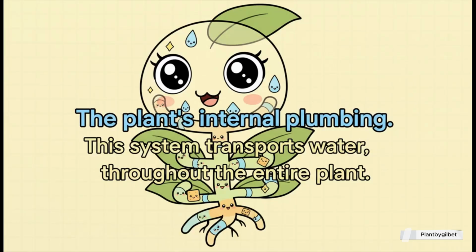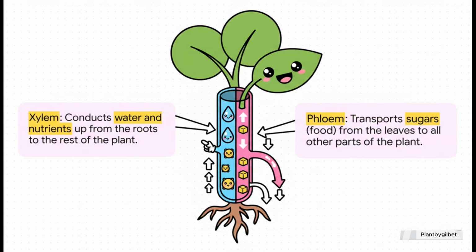And that brings us to our final, most complex system, the plant's plumbing. This is the intricate network that transports everything the plant needs to survive. And this plumbing system basically has 2 main pipes. You've got the xylem, which is responsible for pulling water and nutrients up from the roots all the way to the top of the plant. Then you have the phloem. That's the food delivery service, transporting all the sugars made during photosynthesis from the leaves down to every other part of the plant that needs energy.